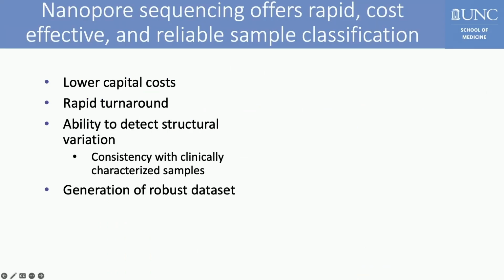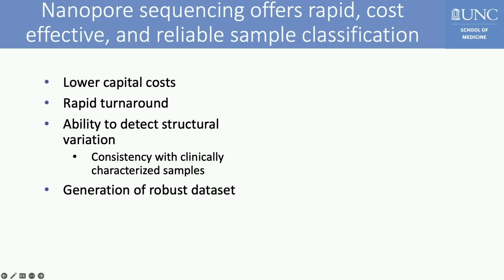So we want to highlight a few of the reasons that we're really excited about this. So long-read nanopore sequencing offers fairly low capital costs, and this is really exciting. Clinically, it is quite expensive and laborious to run these multiple different assays. Another thing that's really exciting to us is the rapid turnaround. So as I mentioned, clinically, these assays tend to take several days, up to 1 to 2 weeks. And so we could get a classification in roughly 6 to 9 hours that was consistent with what was being determined clinically.